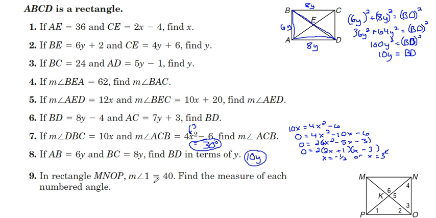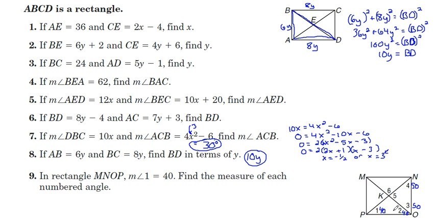Alright, number 9 here, our last one. Rectangle MNOP, the measure of angle 1 is 40. So we need to find the measure of all the other angles. Okay, since diagonals and each piece of the diagonal of a rectangle is the same, angle 2 is 40. 2 and 3 added together make 90, so 3 has to be 50. That makes 4 50 degrees.